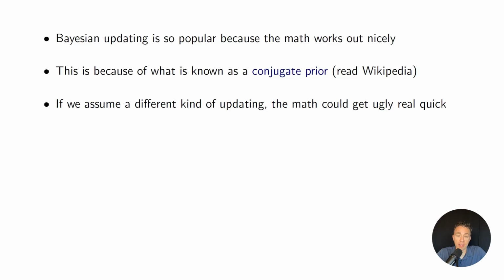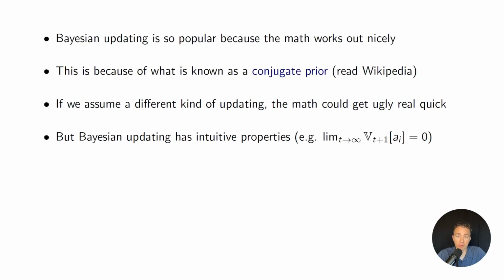And the idea here is that if we assume a different kind of updating, the math can get ugly pretty quickly. But the fundamental properties of Bayesian updating are intuitive in terms of people being uncertain, never quite getting enough information to have complete certainty, and so forth. And the critical reason why we might assume Bayesian updating is because we actually don't know what the people believe, because we didn't get data on their beliefs, but we still want to quantify how much uncertainty they could reasonably have about the decisions that they're making.